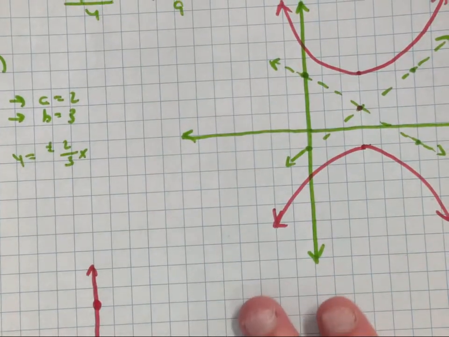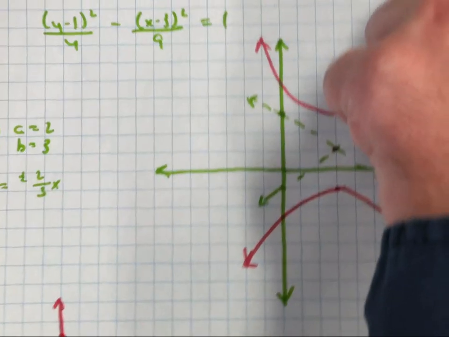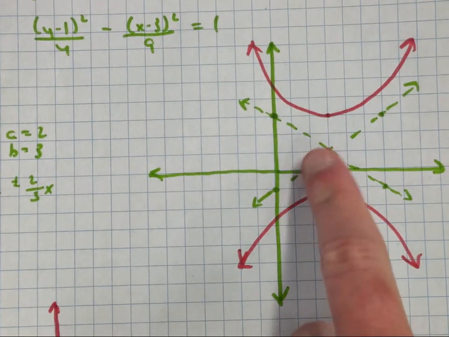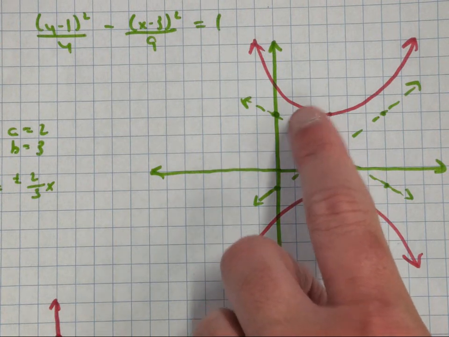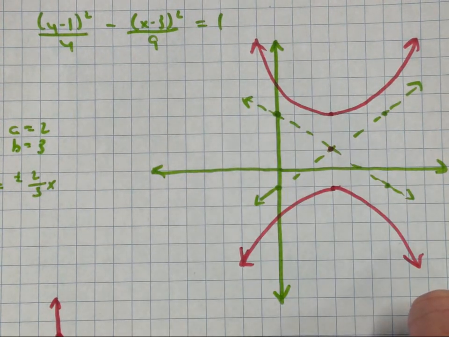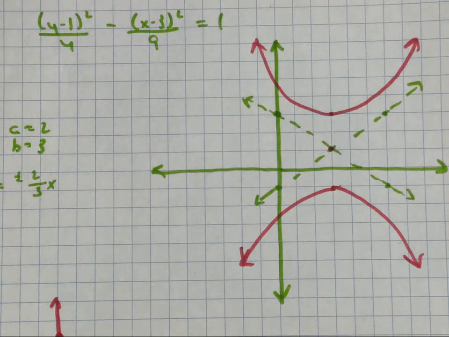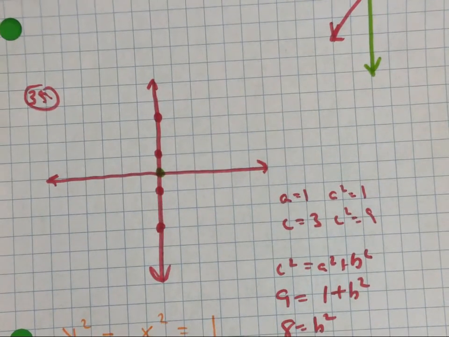Got a question for you. These are different from ellipses. Are the foci between the center and the vertices, or on the outside of the vertices? Outside of the vertices, just for information. All right, let's look at number 35.